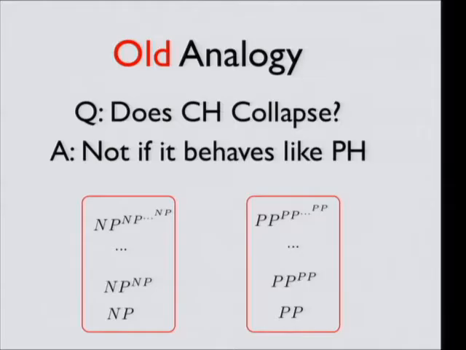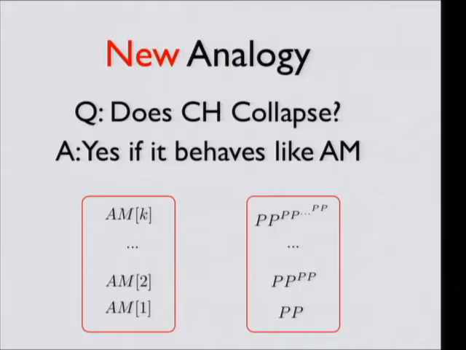With the old analogy of whether CH collapses or not, our intuition would say, well, if it behaves like the polynomial hierarchy, where I write NP, NP to the NP, NP to the NP to the NP, and here I write PP, PP to the PP, and so on, then we don't believe that the counting hierarchy collapses. But these new results, that the counting hierarchy can be characterized by rational Merlin-Arthur proofs with constant rounds, say that the counting hierarchy could collapse if it behaved like the Arthur-Merlin hierarchy, which collapses to the second level. Each of these is analogous to a rational proof with k rounds. So this characterization is exciting because it could give us a new intuition and new tools to grasp this counting hierarchy, of which we know very, very little.